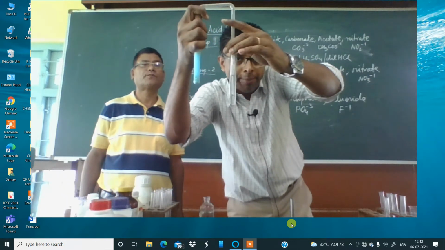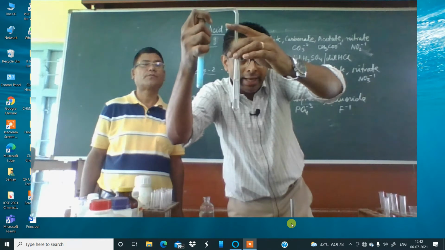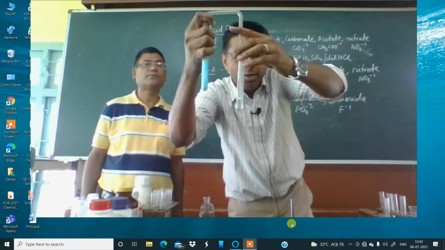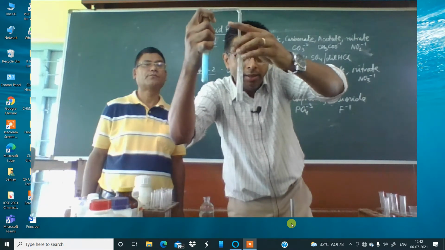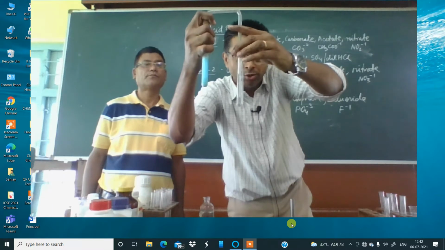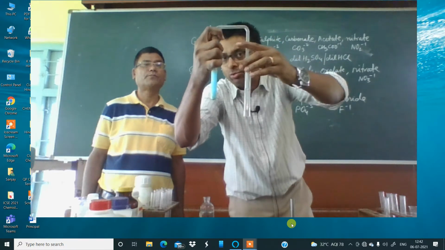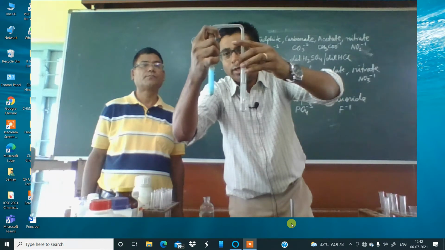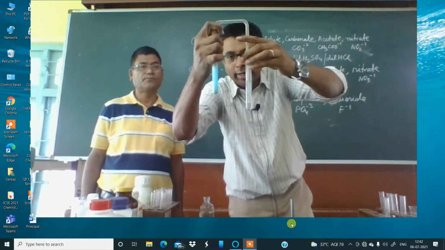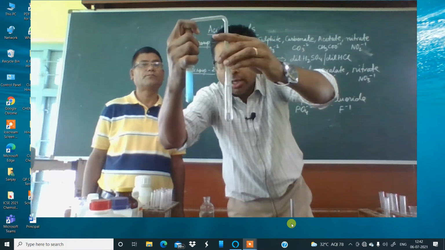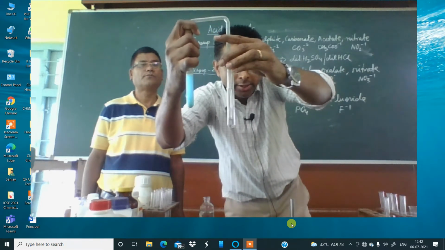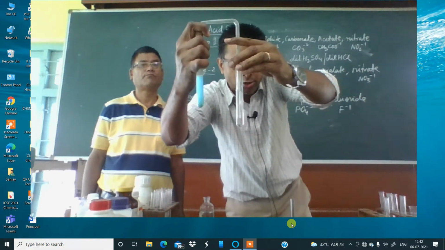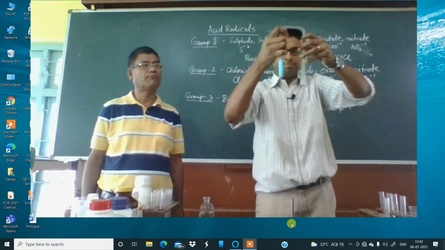If I pass this carbon dioxide gas into lime water for quite some time, the lime water will turn milky slowly. I think you have got the point how to carry out the passing of the carbon dioxide gas from the sample which is treated with dilute sulfuric acid. You can see the bubbles coming up from this lime water solution. So this is done.